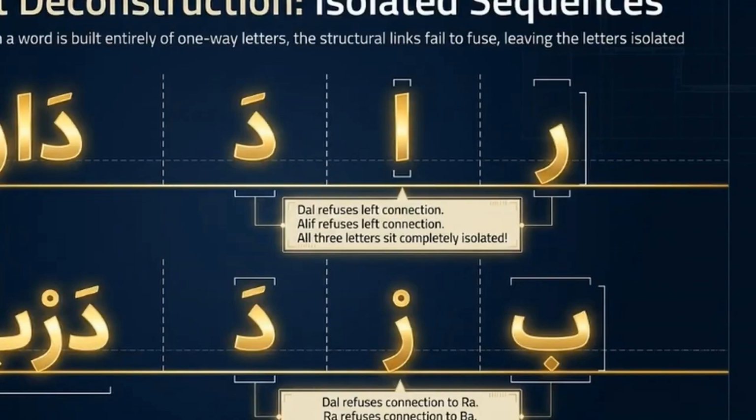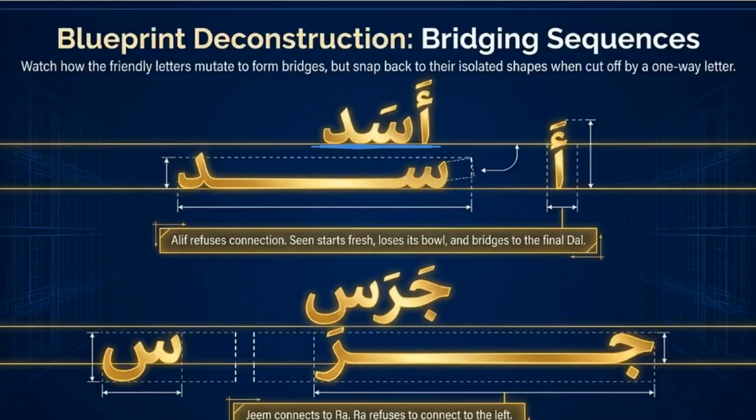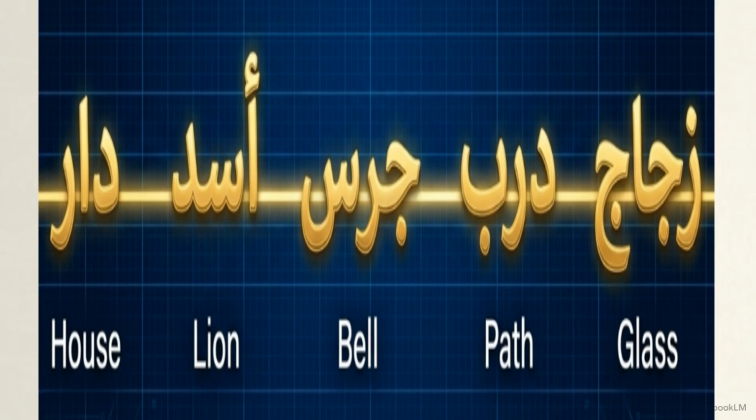Let's look at the word Asad, meaning lion. It uses alif, seen, and dal. Alif is a one-way letter, so it refuses connection. Seen starts fresh. But because seen is friendly, it loses its bowl, flattens into a bridge, and connects to the final dal. These distinct behavioral patterns explain why connected Arabic words look different than simple isolated letters.